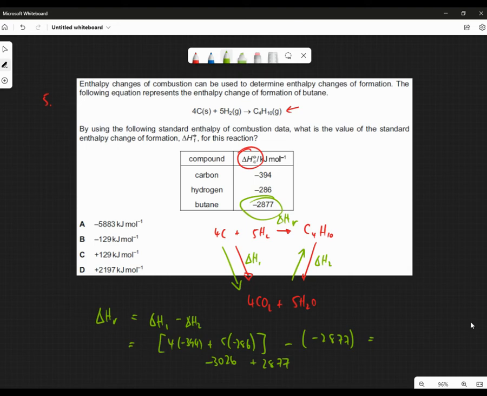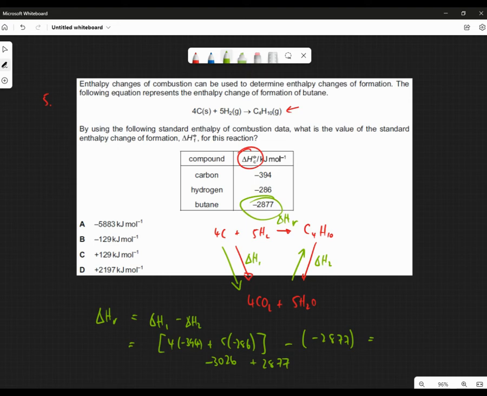2877 minus 3026 should give me the answer. I get minus 149. I think I've done something wrong. I can't see what I've done wrong at the moment.